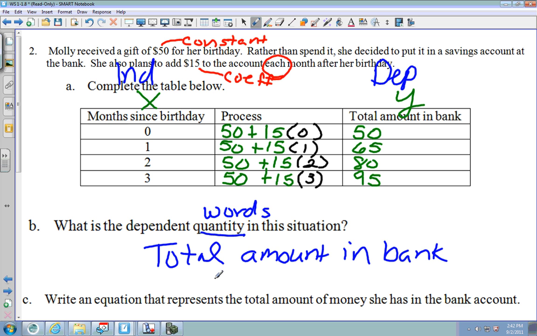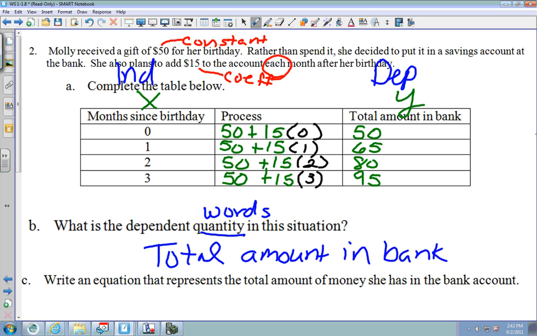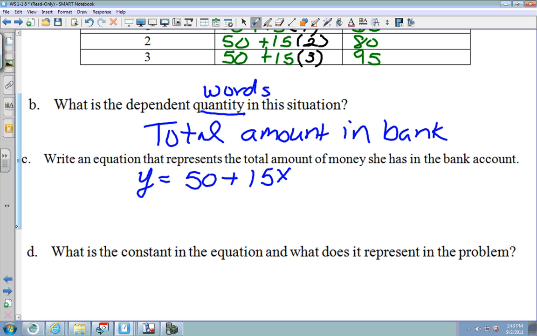Now it says write an equation to represent the total amount. Well, let's see if I can move this up just a little bit. There we go. Well, I've got y equals, we've really already written the equation. I've got $50, there's my constant, plus the coefficient, 15 times x. If I bring this down, what is the constant? That constant is $50. The constant is the first thing you start with, the thing that isn't added each time. This right here, the $50, what is it? This is the initial deposit in the account.